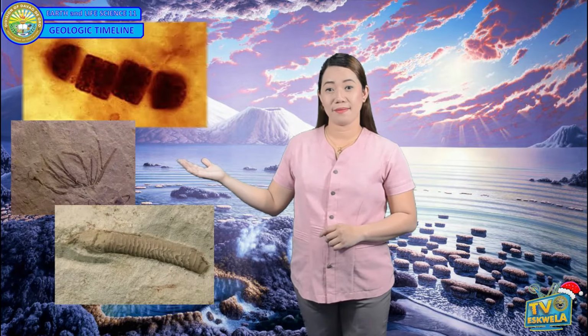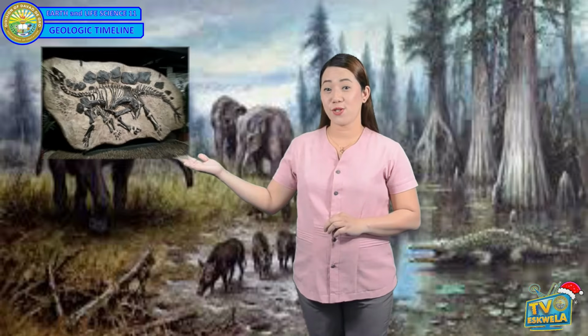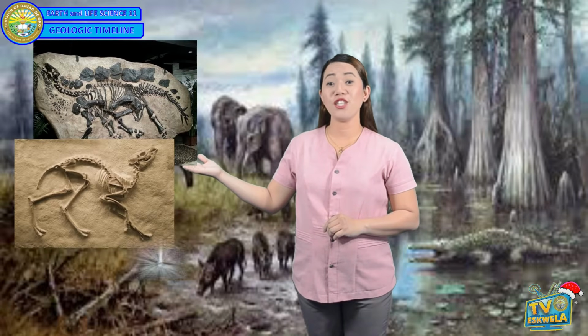Rocks formed during the Proterozoic eon have fossil evidence of simple organisms such as bacteria, algae, and worm-like animals. In the Phanerozoic eon, the rocks formed have fossils of animals and plants such as dinosaurs, mammals, and trees.